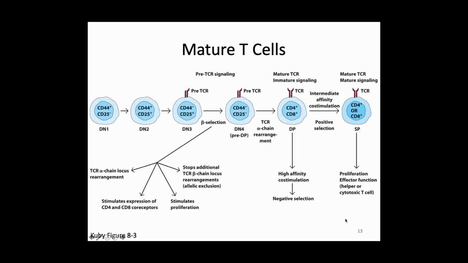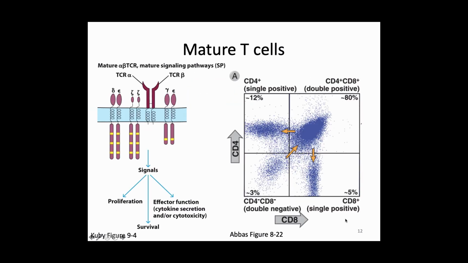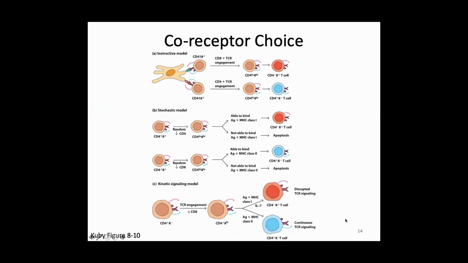So you can see those mature T cells here where they now are able to be single positives and leave the thymus in order to do their effector functions. As a result, these cells go from being double positive CD4 positive CD8 positive T cells to being single positive, either CD4 positive or CD8 positive T cells. And so they have to actually choose which of those two proteins, CD4 or CD8, they want to keep expressing. There are a few models of co-receptor choice that have been proposed, and the data are not clear on exactly which model of co-receptor choice happens.